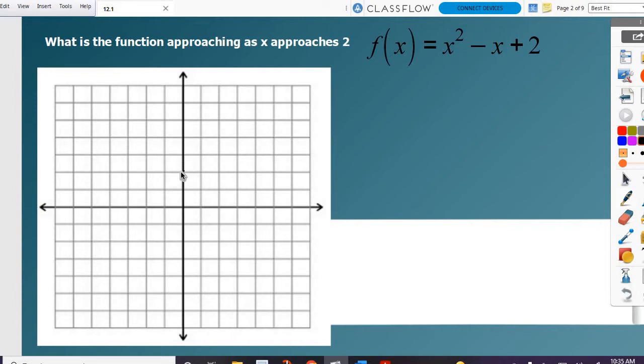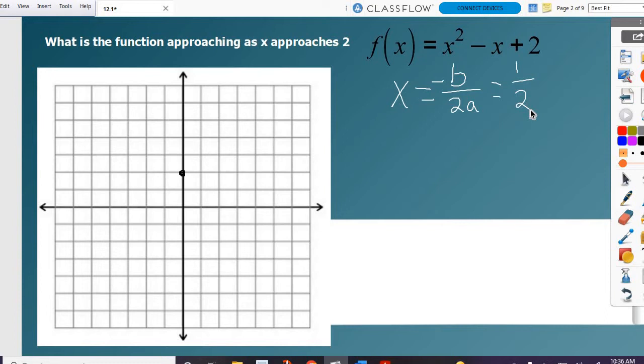So if I plug in 0, I get out 2. That's my intercept, right? However, that's not where my vertex is. Does anyone remember our formula to find a vertex? What is our b value here? -1. So -1 gives us a positive 1.